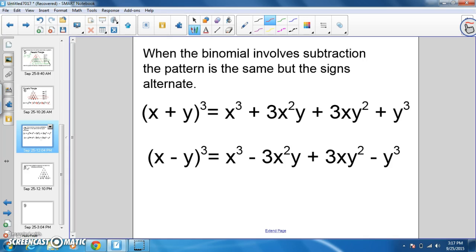When the binomial involves subtraction instead of addition, we're still going to use the same patterns, but we're going to alternate signs. So the first term will be positive, then negative, positive, negative, positive, and negative.